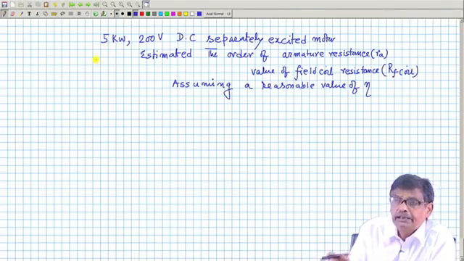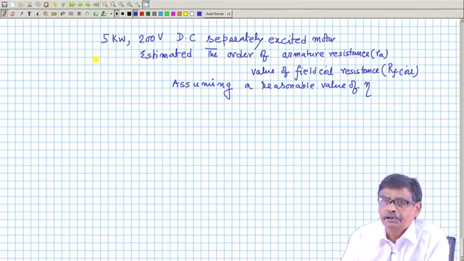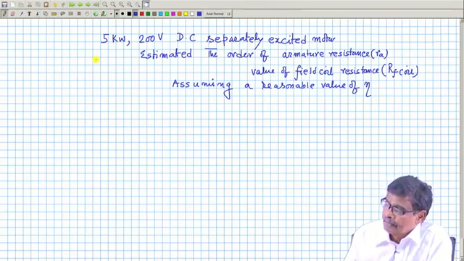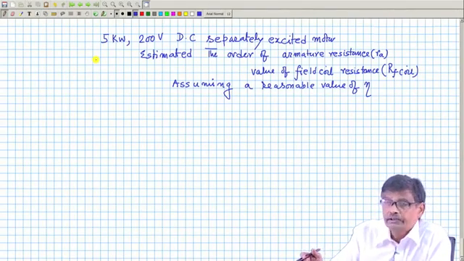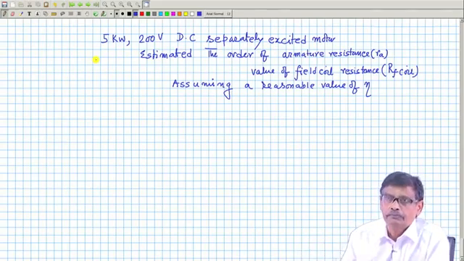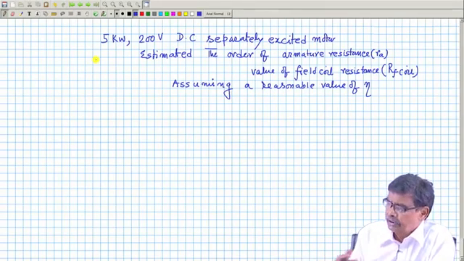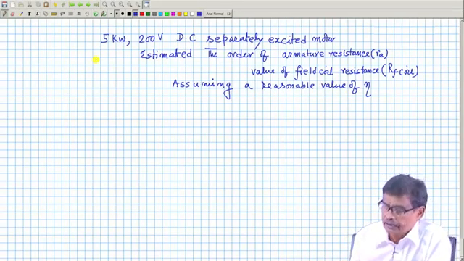You can repeat this exercise for a 10 kilowatt machine. You will find R A has to be still lower for a higher rating. As an exercise, I leave it to you.